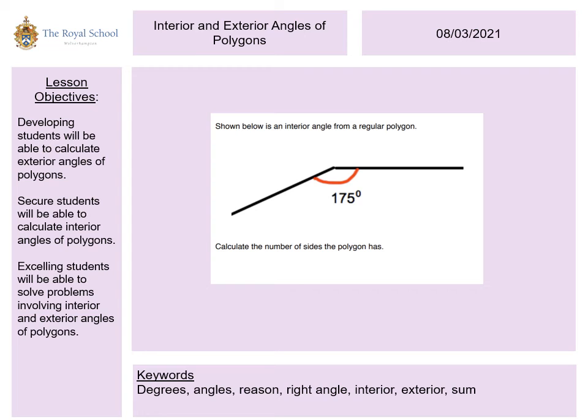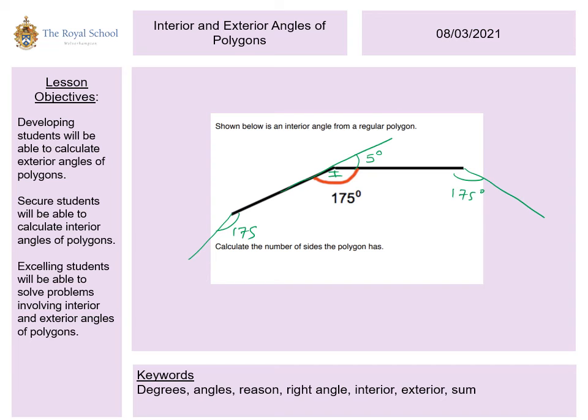Here I've got an interior angle from a regular polygon. So the angle when the next side comes along is also 175. The angle when this side moves is also 175. And we want to know the number of sides it has. Well, here I know that the interior angle is 175, so I could work out the exterior angle. It must add up to make 180, so that's going to be 5 degrees.